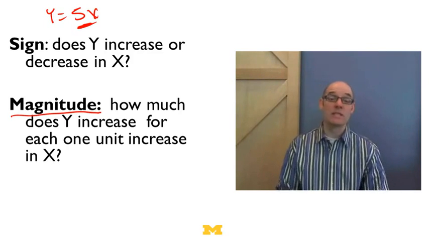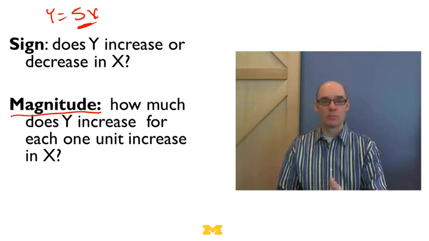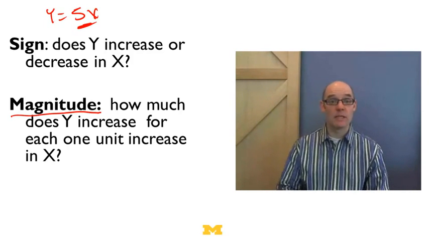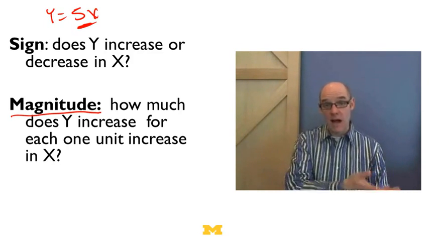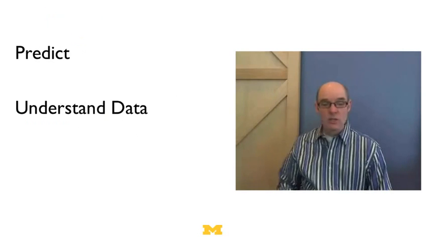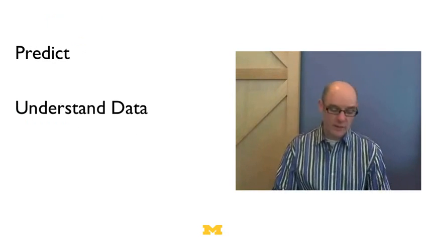So when you think about using these in policy settings, suppose you want to ask, do school lunches improve performance? Well, the sign on that would be, is performance higher if people get school lunches? So is there a positive coefficient? So why do we construct models? A bunch of reasons. One is to predict. Another is to understand data.